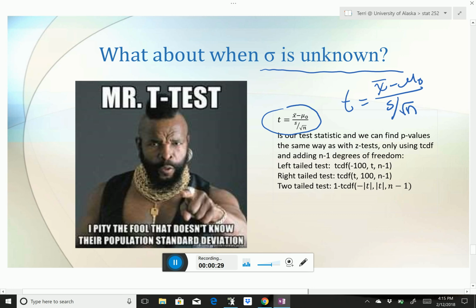And I have my Mr. T test here. This is also sitting in my office. You might have seen it before. It says, I pity the fool that doesn't know their population standard deviation.